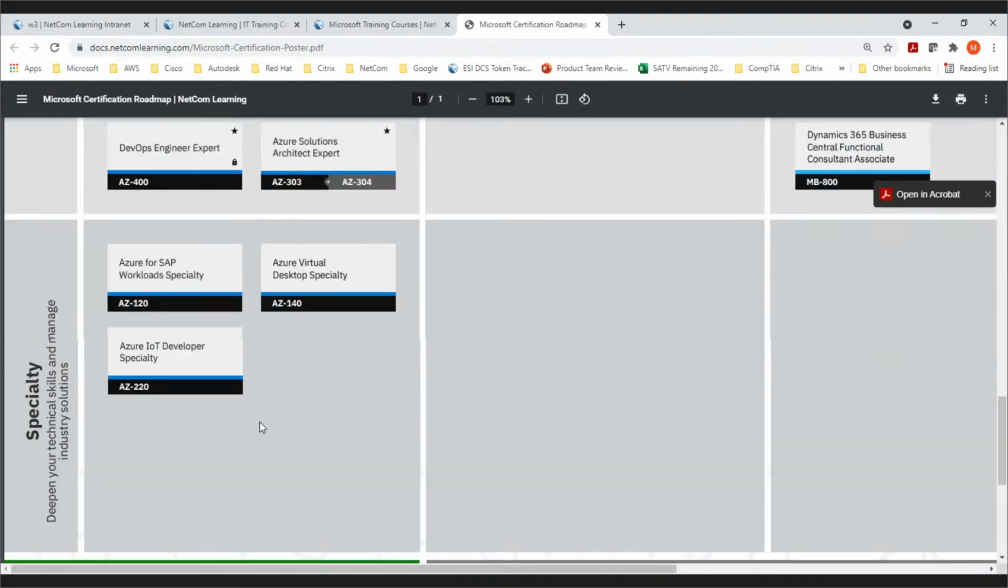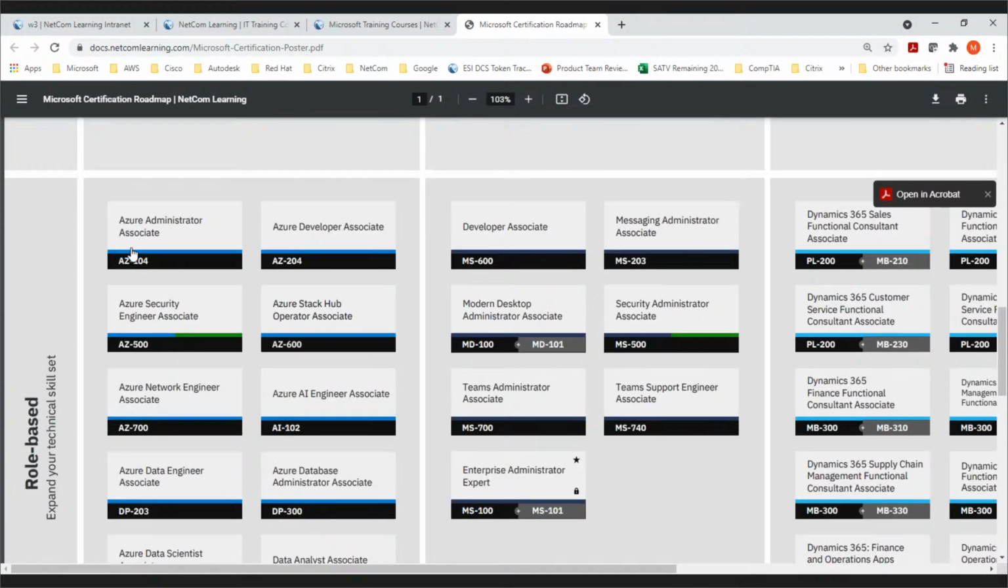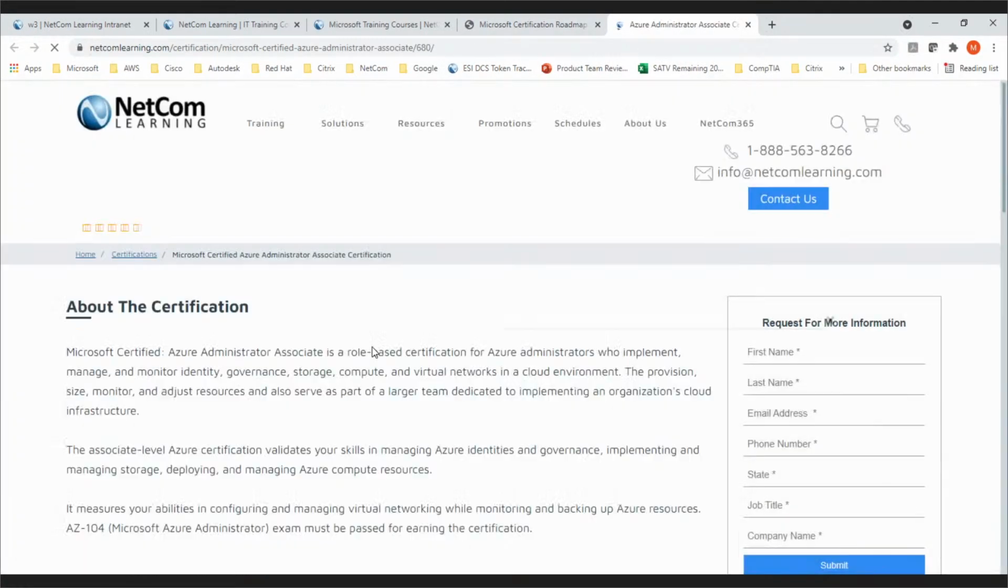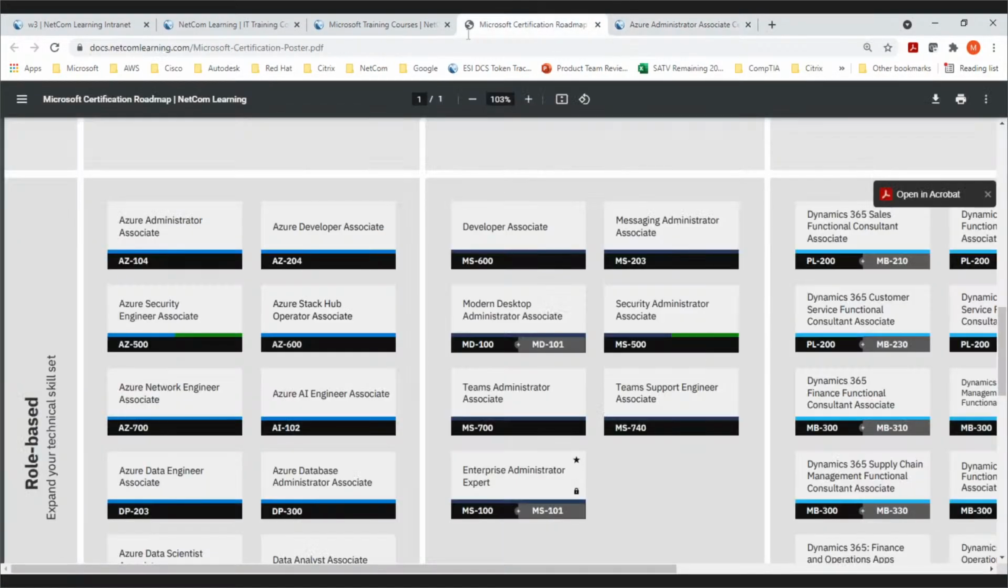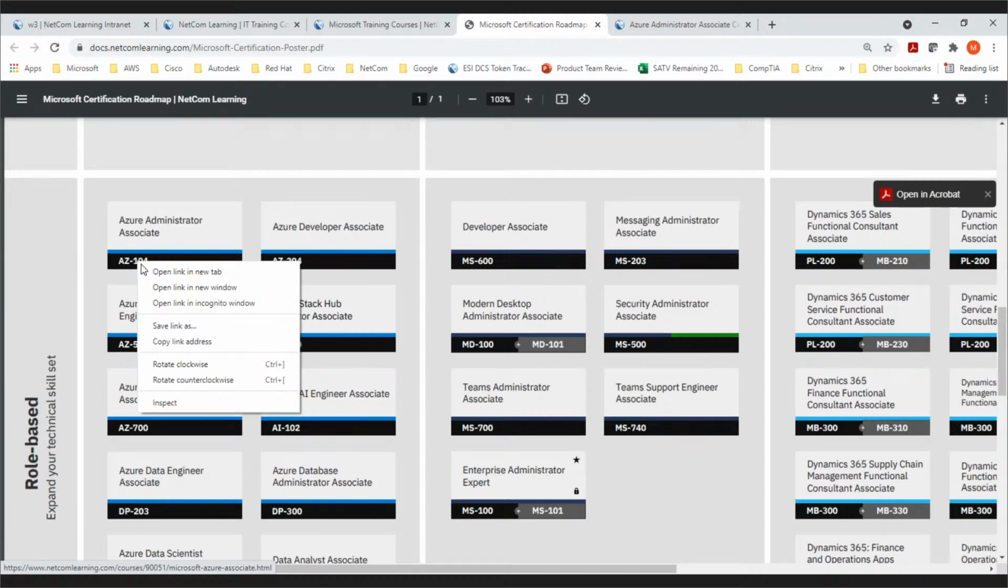And as you look into this, it gives you the different roles based on the certification. So say, for example, if you are an administrator, this is the certification that you want to target. And if you click on this, it will actually bring you to the certification page and how you can prepare for it. The same way that when you click on this, it brings you to the course itself, what you would be taking.